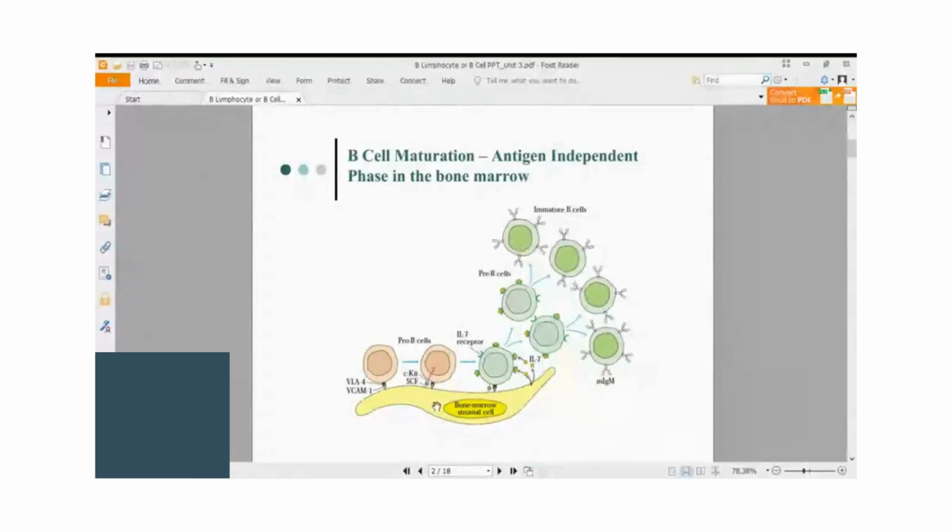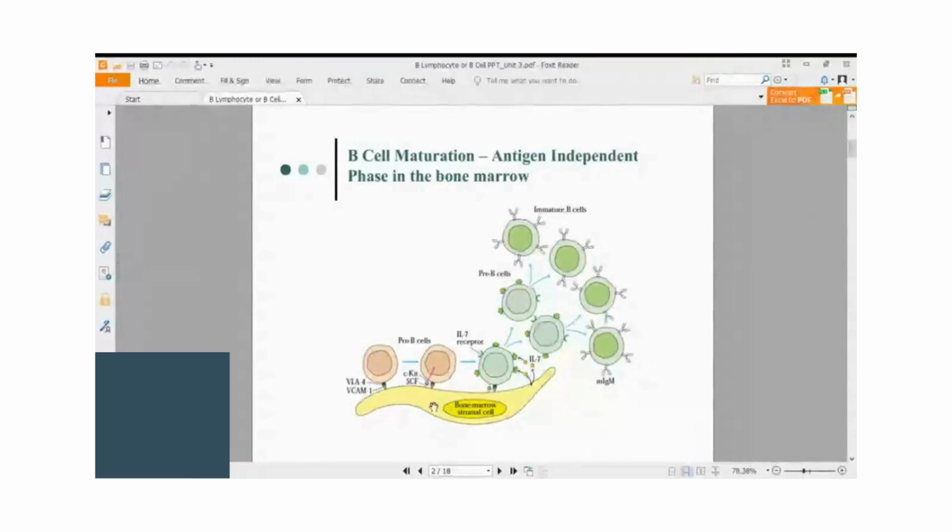These stromal cells look like spindle-shaped, fibroblast-like cells. They are in plenty in the bone marrow. They are very, very important, and they are responsible for a large number of different processes that take place in the bone marrow for the maturation and development of our immune cells.